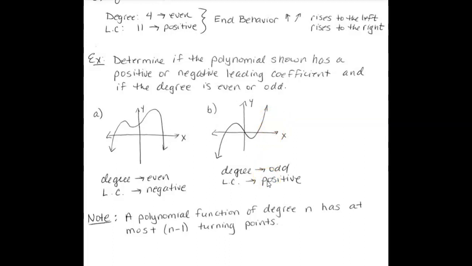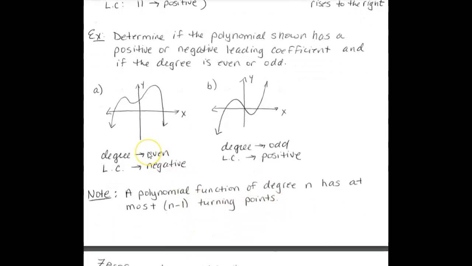The note says a polynomial function of degree n has at most n minus 1 turning points, meaning that in this function, if it has 1, 2, 3 turning points, it has to be at least degree 4, right? It has to be at least a 4th degree polynomial if it has 3 turning points. This one has 2 turning points. This would have to be at least a 3rd degree polynomial.